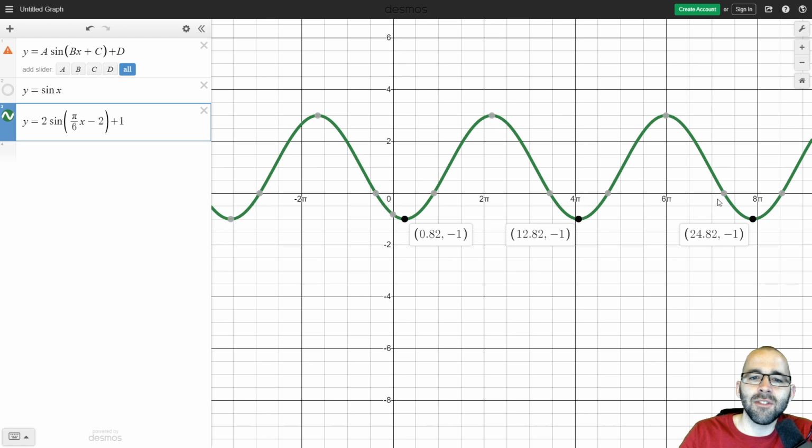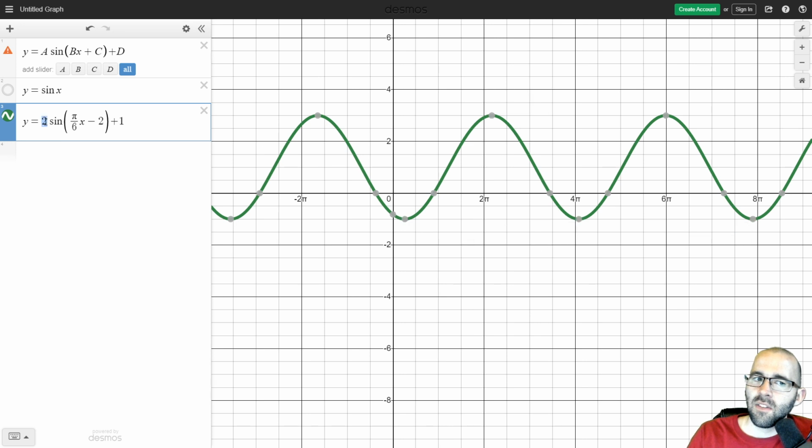Let's look at some other stuff. What's the smallest y value we have here? Negative 1. What's the biggest y value here? It's 3. What's the difference between 3 and negative 1? 4. We normally oscillate between negative 1 and positive 1, but now our oscillation distance has gotten doubled.